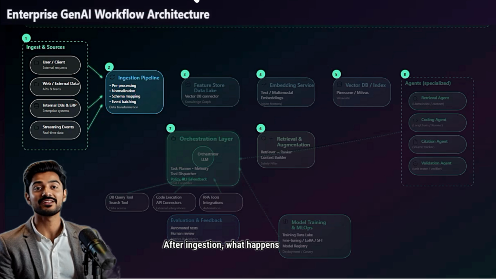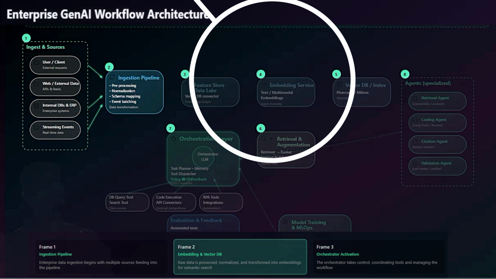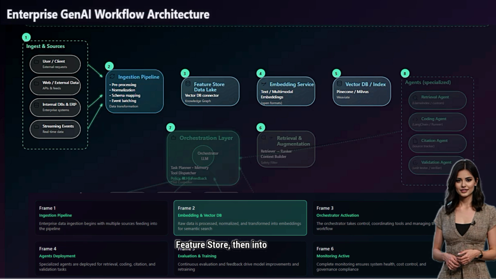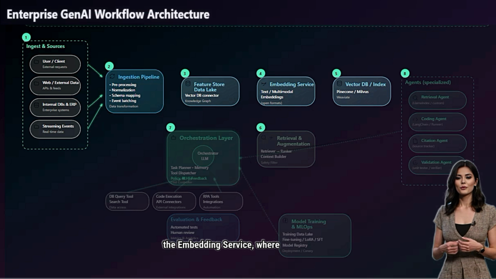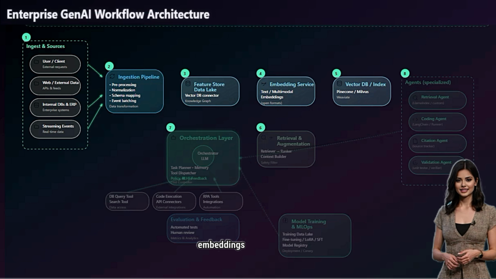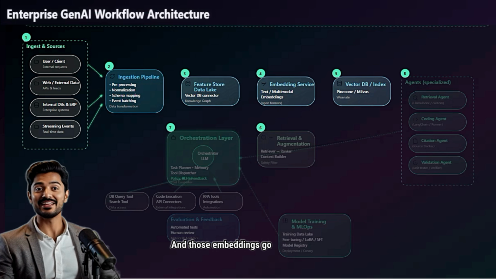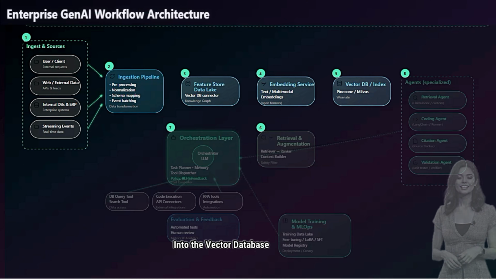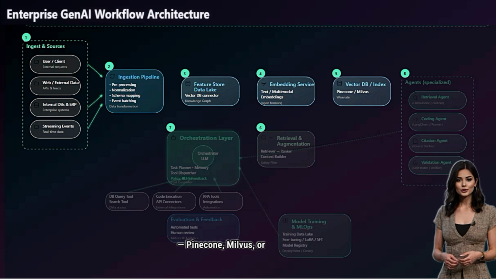After ingestion, what happens to the clean data? It flows into the feature store, then into the embedding service, where text or multimodal data is converted into searchable embeddings. And those embeddings go where? Into the vector database, Pinecone, Milvus, or Weaviate, optimized for semantic retrieval.